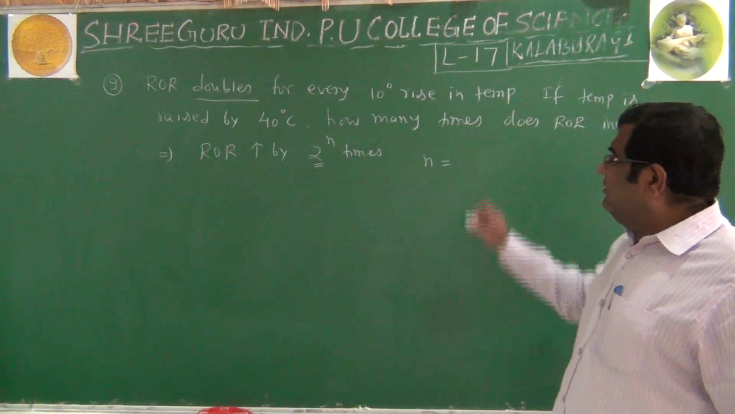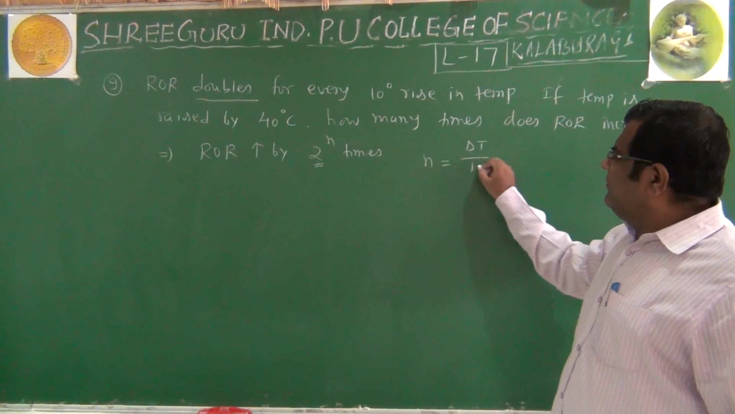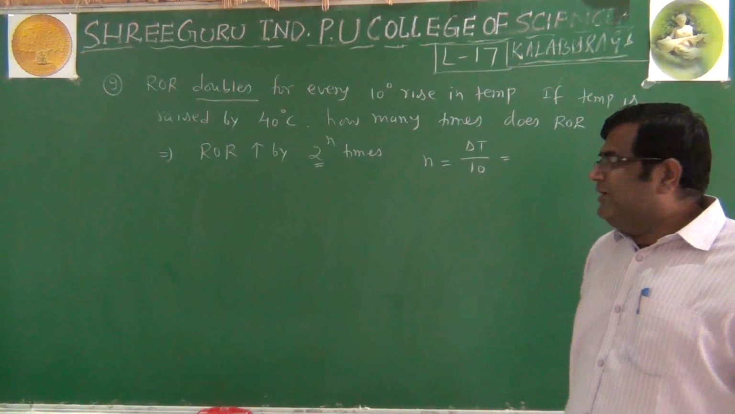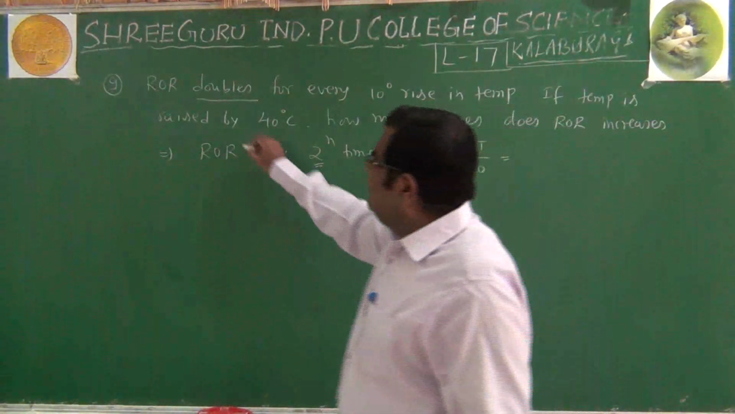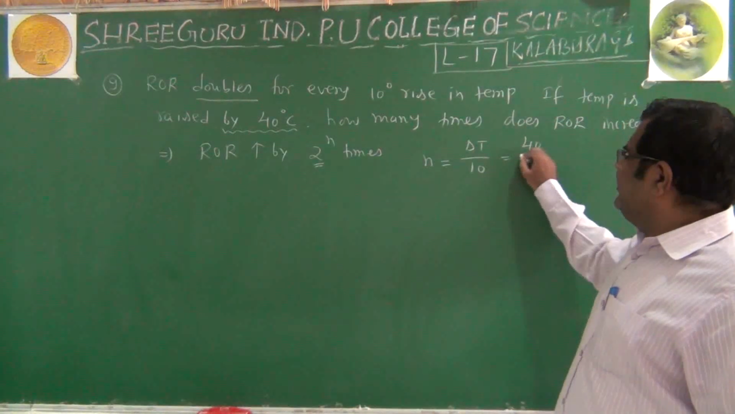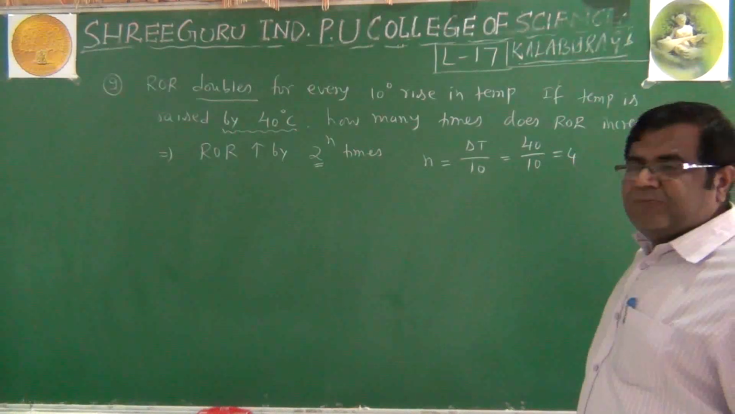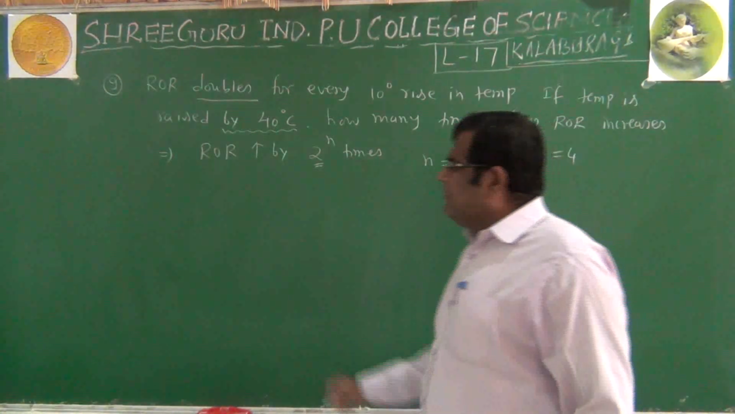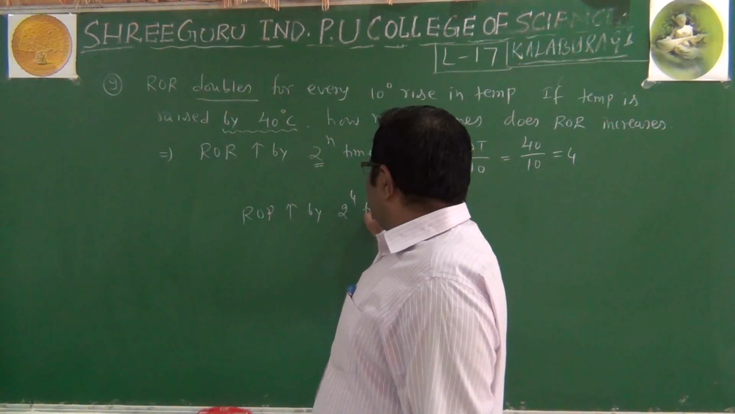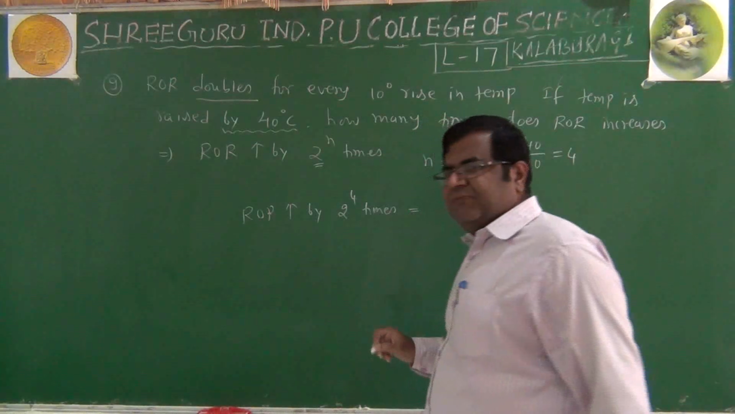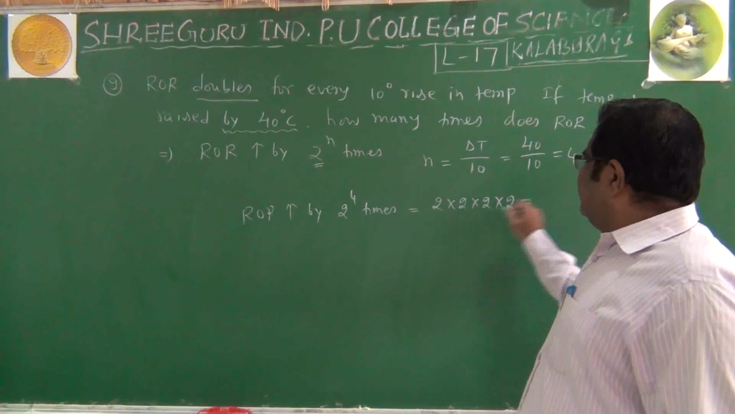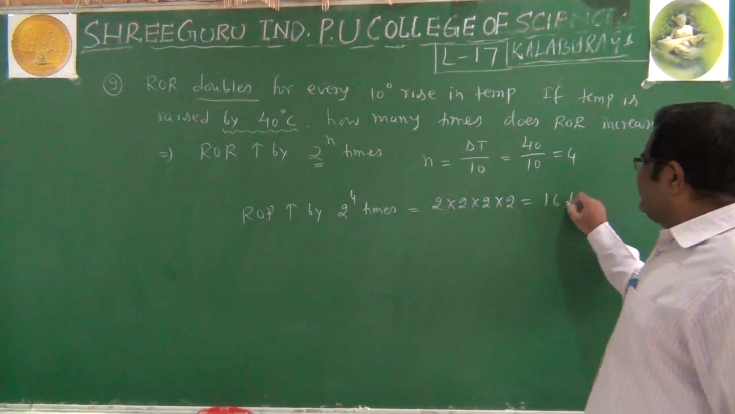What is n here? It is delta T by 10. What is the difference in the temperature, initial temperature and the final temperature? So it has been raised by 40 degrees Celsius, means the difference in temperature is 40 by 10, so it is 4. So we can say that rate of reaction increases by 2 raised to 4 times, that is 2 into 2 into 2 into 2. So it is 4, 8 and 16 times.